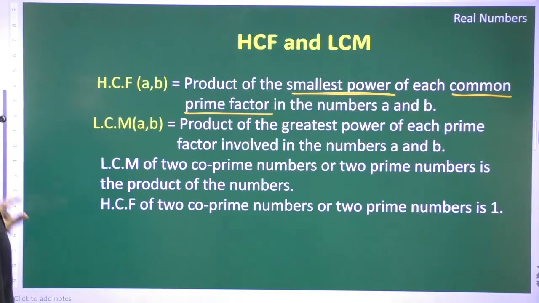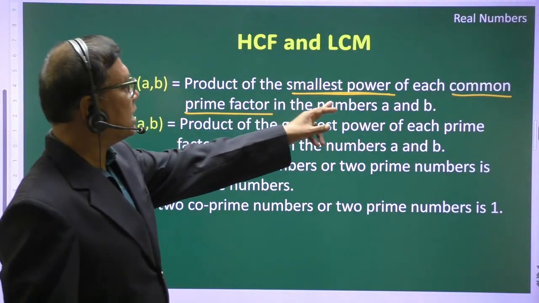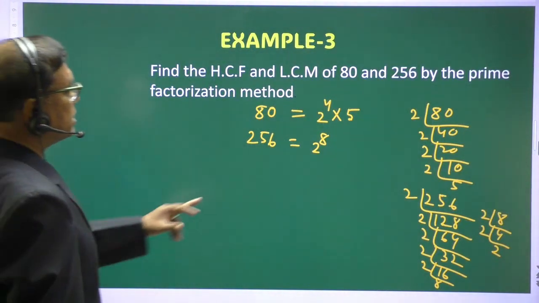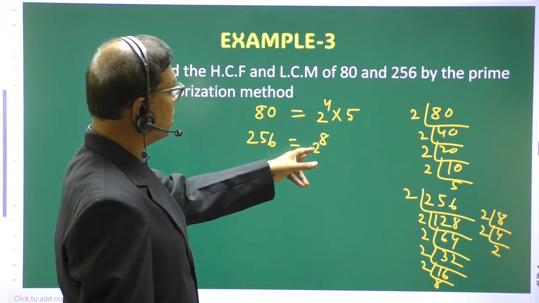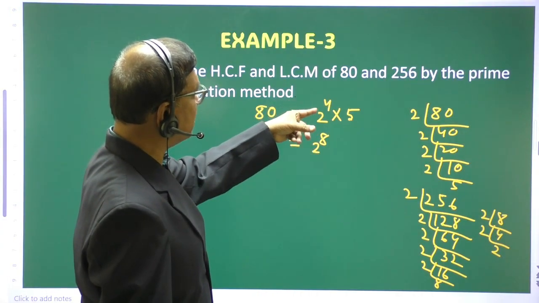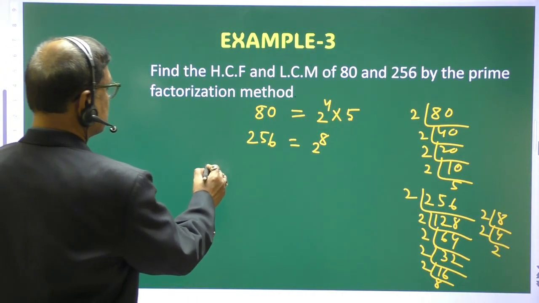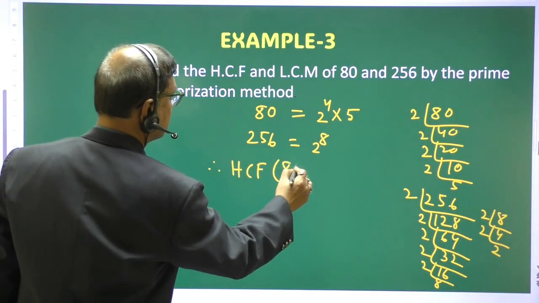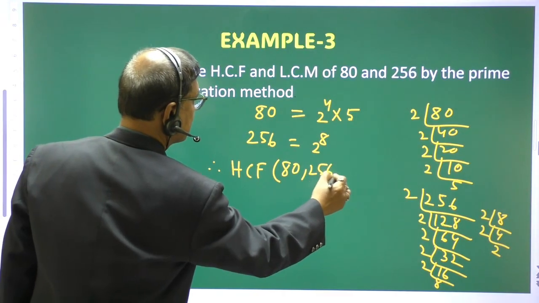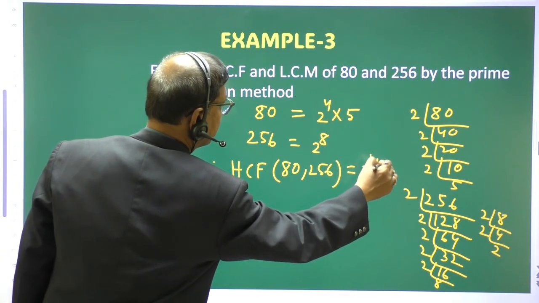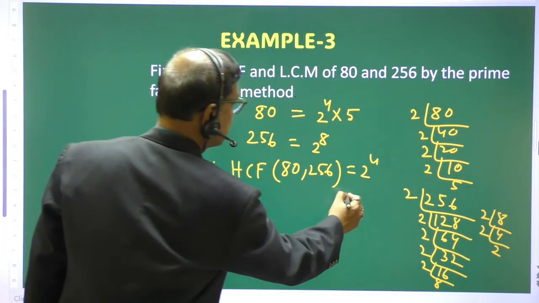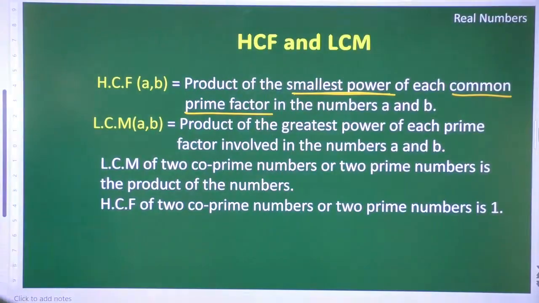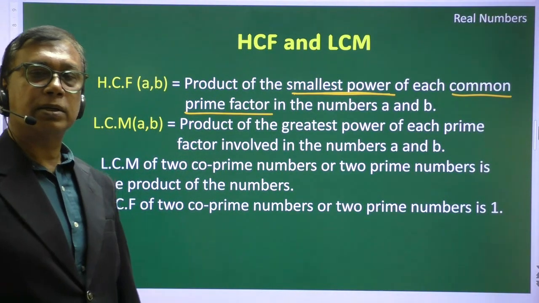Now I told you we have to take the smallest power of each common prime factor. So what is the common prime factor? 2. And what is the least power? 4. So that means the HCF of these two numbers will be 2 to the power 4. That is 16.